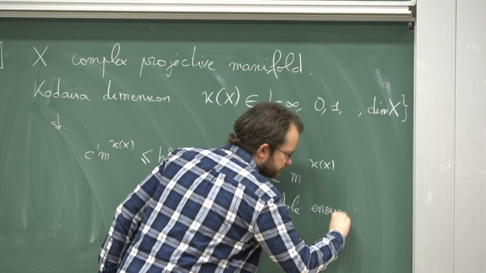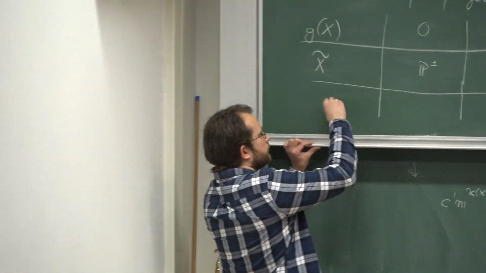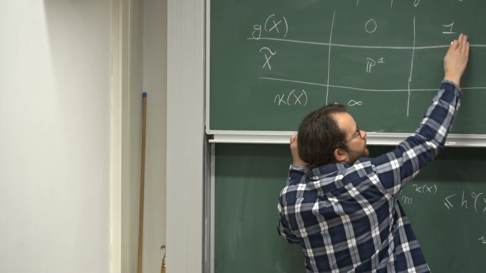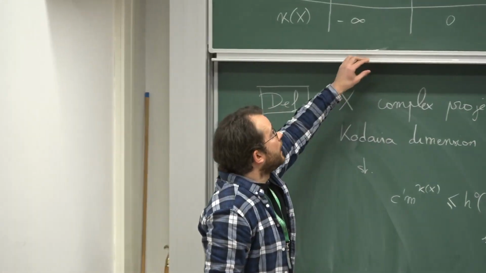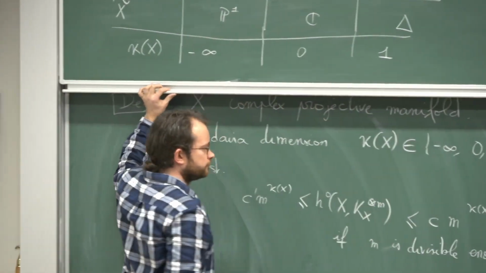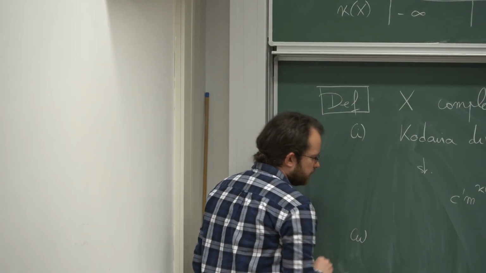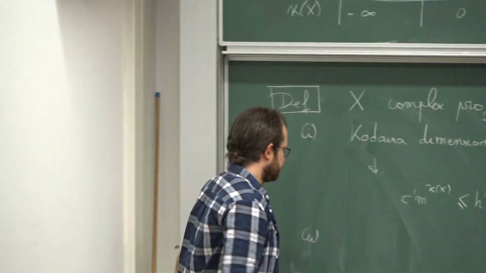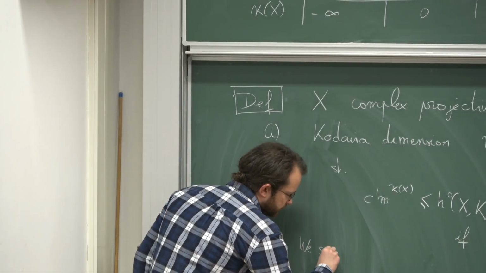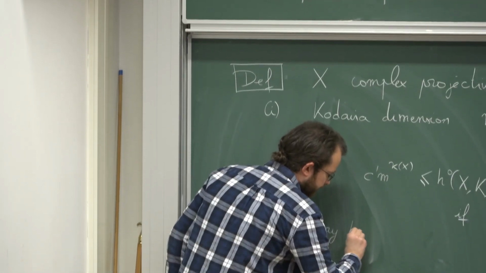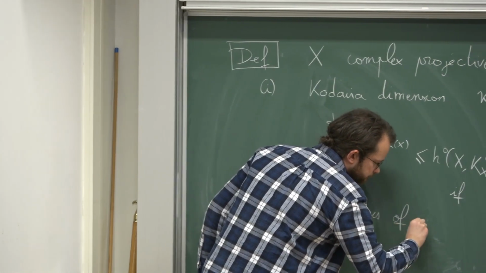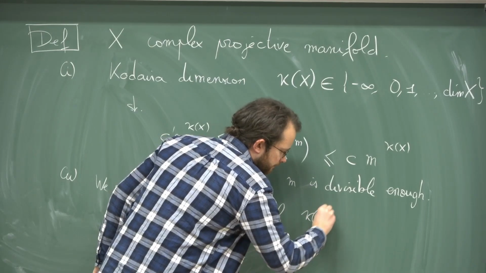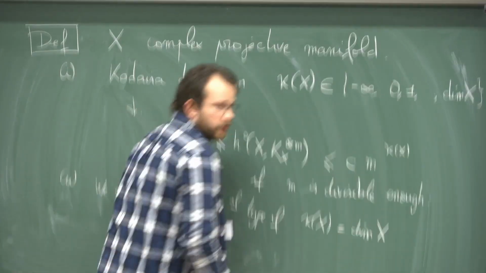Okay, so if we go back to the case of curves, it is well known that you have minus infinity for genus 0, 0 for genus 1, and 1 for the hyperbolic curves, that is, the ones that have genus higher than 2. So you see that here you have three classes, one of which is very much larger than the others, and usually we say that a complex manifold is of general type if its Kodaira dimension is maximal, equal to the dimension of the variety.